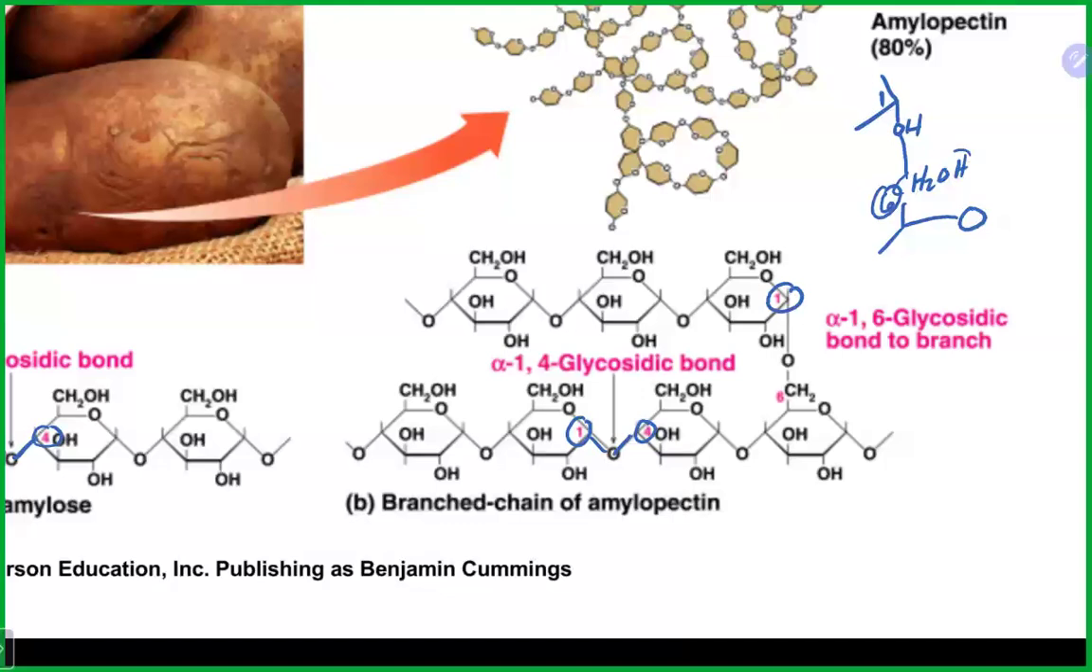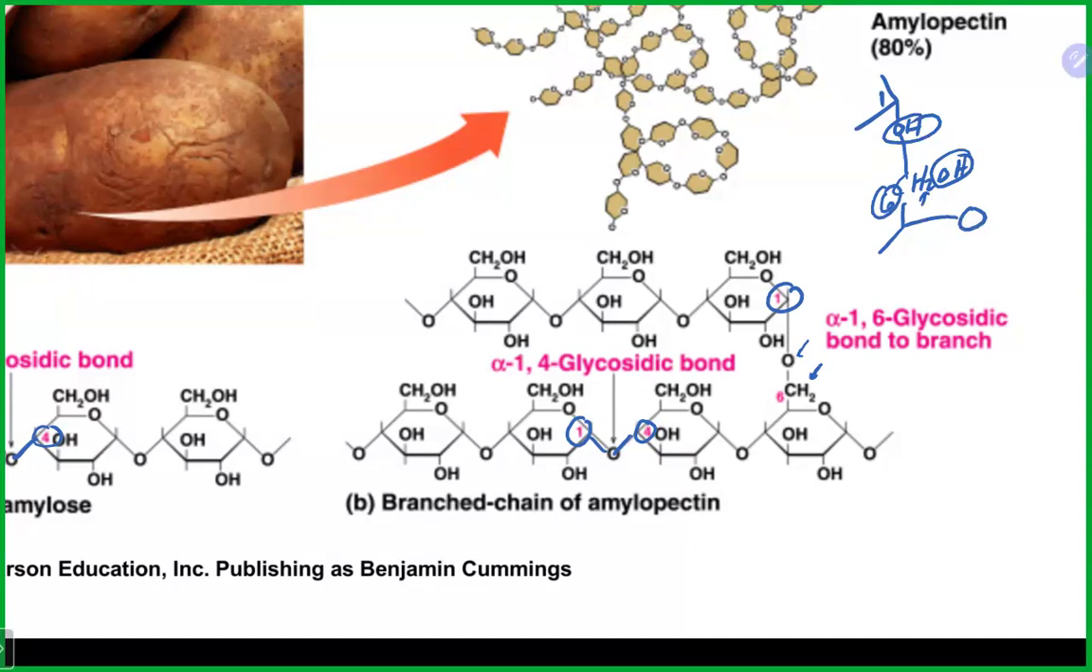Once again, it is still the OHs involved in that bond. As you can see, you still have the CH2 left over that was there. And again, we have our oxygen, our connecting point between them. And we get an alpha 1,6 glycosidic bond.